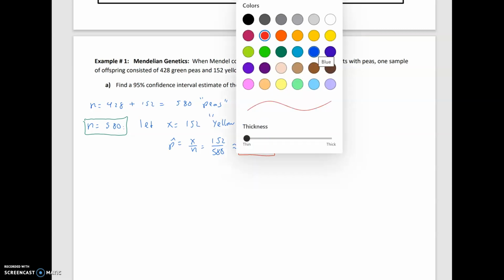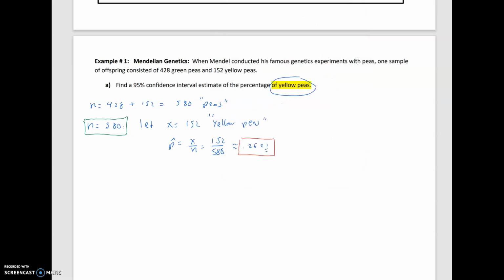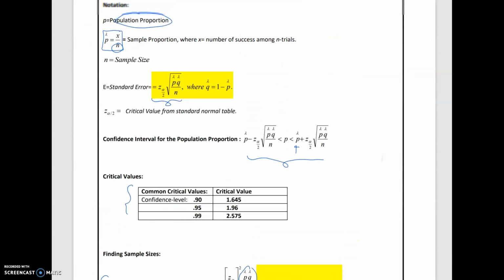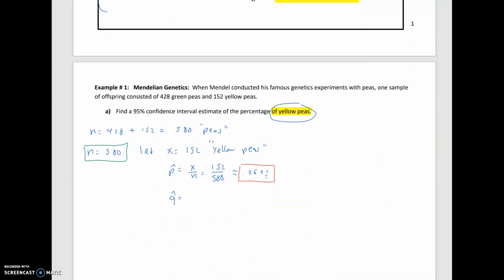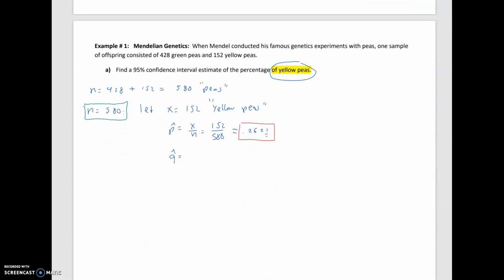The next value that we need is the q-hat. So the value of q-hat, and these are complements. So p-hat represents the number of successes. Q-hat represents 1 minus p-hat, or the failures, or in this case, not the yellow piece. So we could just do 1 minus the value of p-hat, or 1 minus 0.2621. So 1 minus 0.2621 is 0.7379.